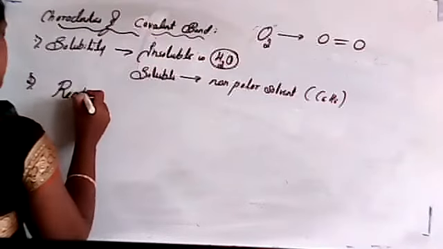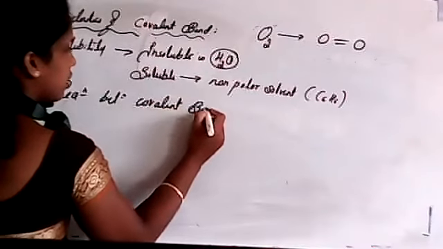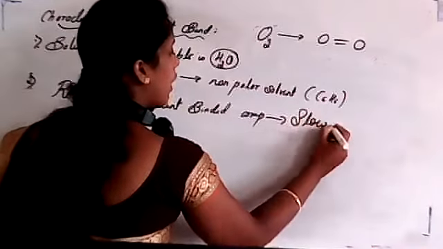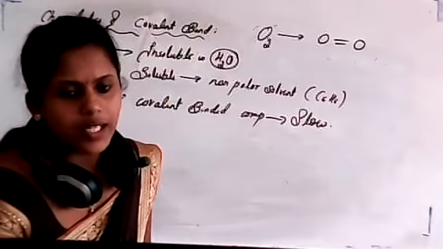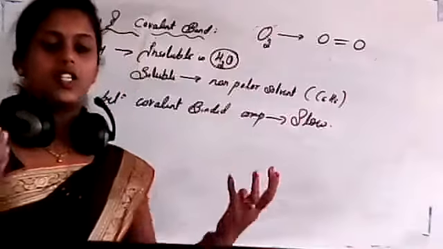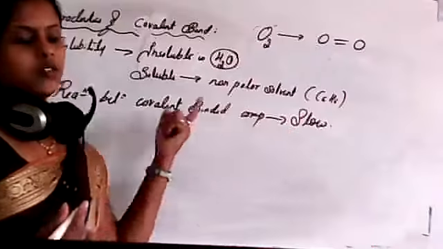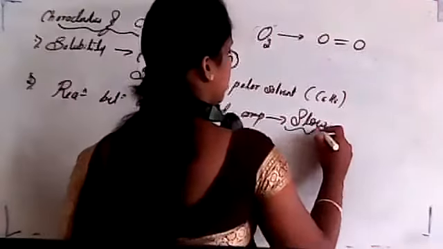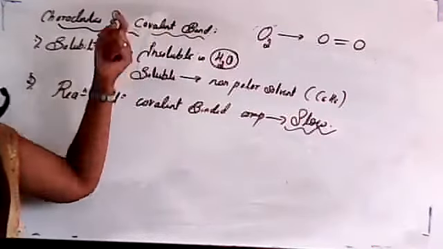The reaction between covalent bonded compounds is very slow. Why, student? If we are considering an ionic bond, it dissociates easily because of the polarity. There is a charge separation. But in case of covalent bonded compounds, the reaction is very slow because of mutual sharing of electrons. This is the second characteristic of covalent bond.